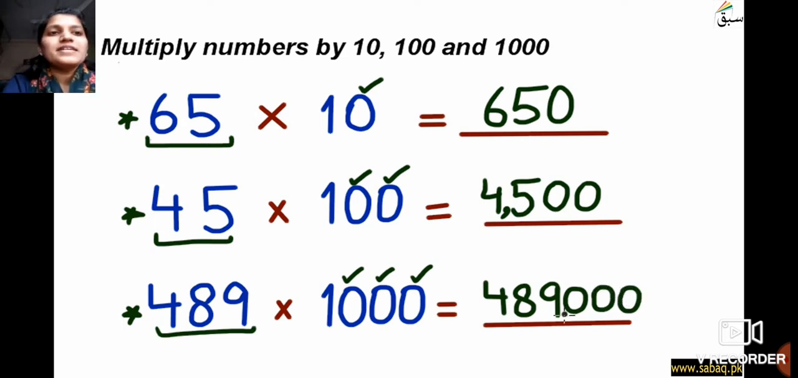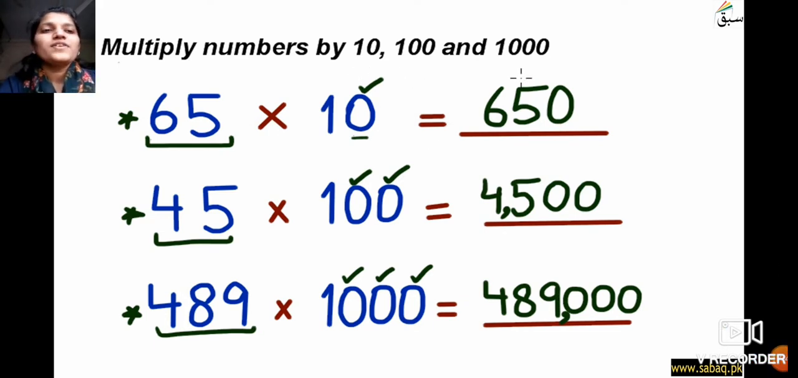So this is an easy method, yes or no students? Yes, so just give 3 zeros after 489 and our answer is ready. So in tens we have to give 1 zero, in hundreds we have to give 2 zeros, and in thousands we have to give 3 zeros, right?